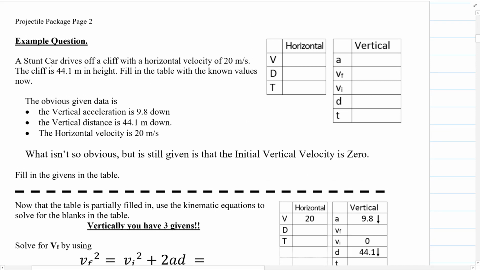Here's an example question. A stunt car drives off a cliff with a horizontal velocity of 20 meters per second, and the cliff is 44.1 meters in height. Fill in the values that we know. It's telling you to look at this and see there's a vertical acceleration that's down, there's a vertical distance that's 44.1 meters down, and then there's a horizontal velocity of 20. So put those into their table. 9.8. I'm going to skip the units. And the distance is 44.1 meters, and that is down. And horizontally, it's 20 meters per second.